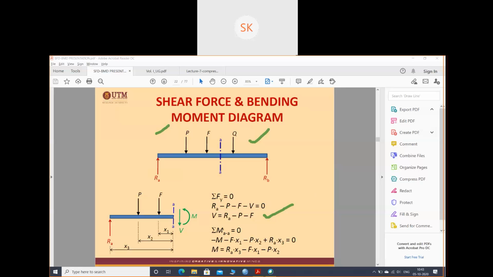Next, come to the moment about point AA. First moment is your M, which is anti-clockwise, so minus M. Then the load F and this distance. If this distance was in the other way, you could have taken the positive sign. But now the distance is in this direction, so minus F x1, and P will also come in this direction, so minus P x2. Plus RA times the distance x3, which comes in this direction, that's why positive. So I got the M value. Understood?